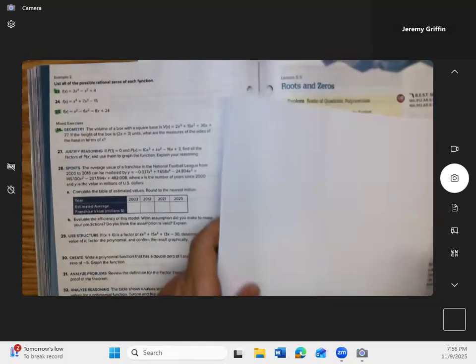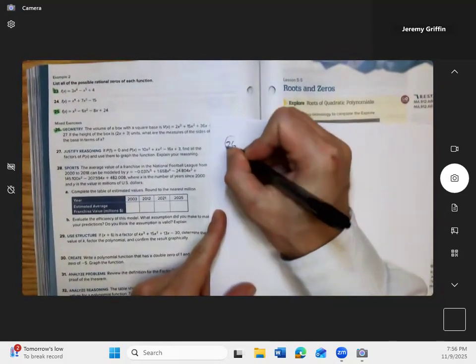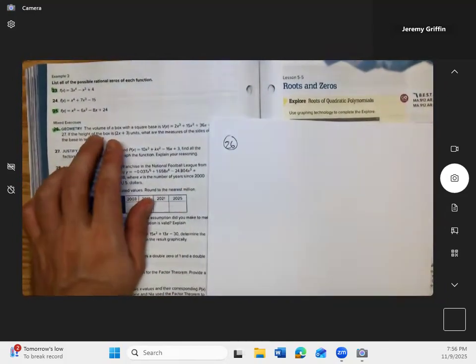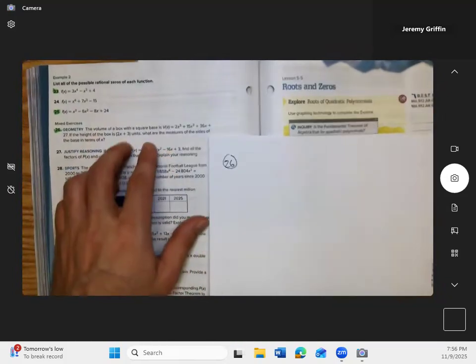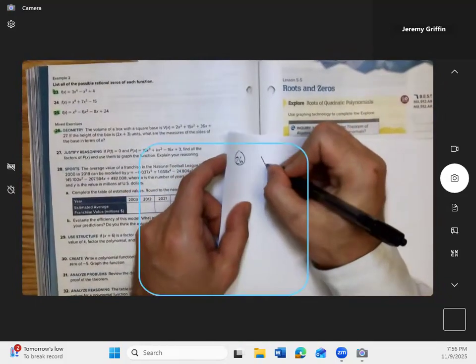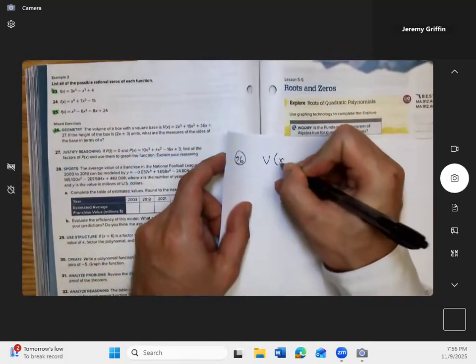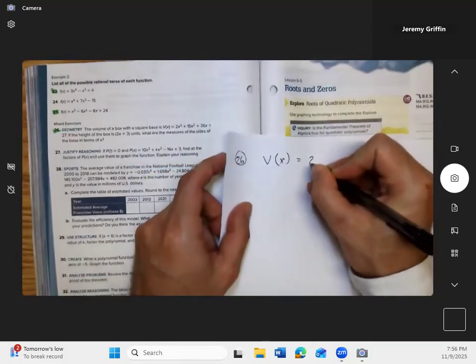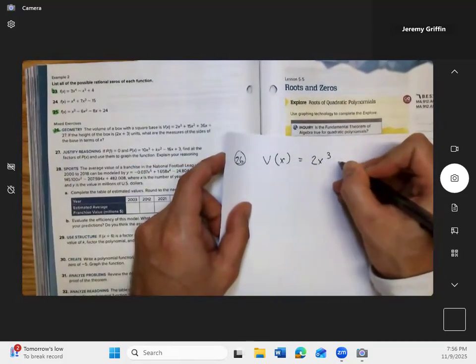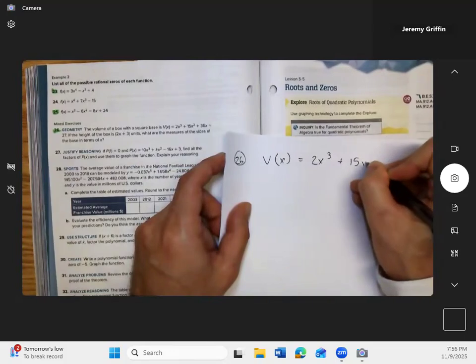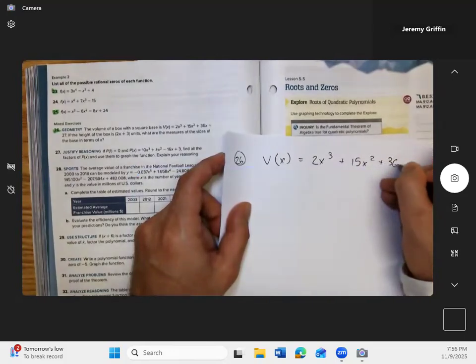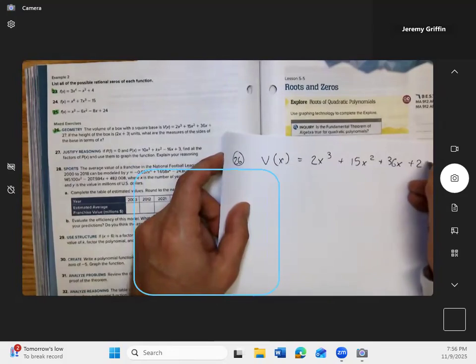Let's do number 26, geometry, right here. The volume of a box with a square base has this volume. So I'll go ahead and write that down. Volume as a function of x equals 2x to the 3 plus 15x squared plus 36x plus 27.